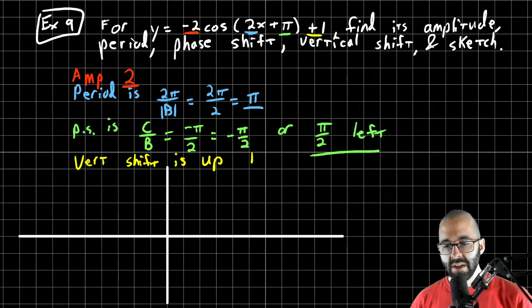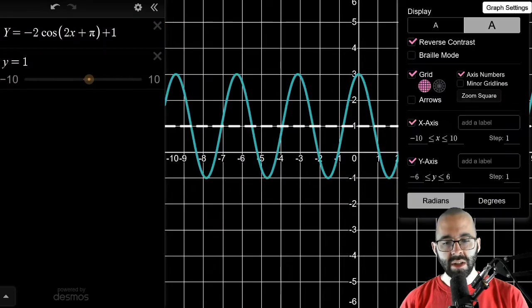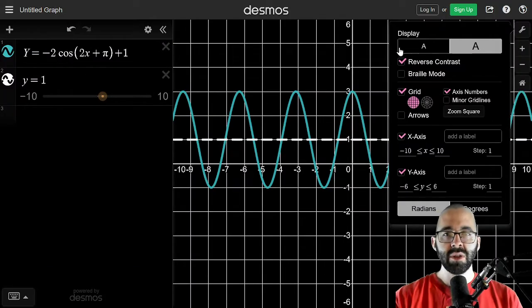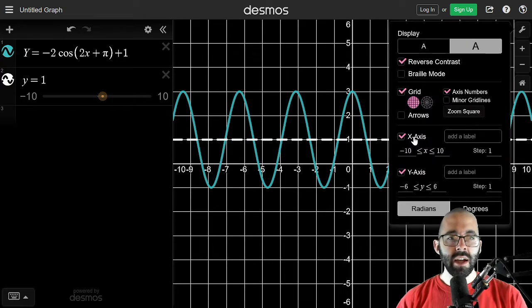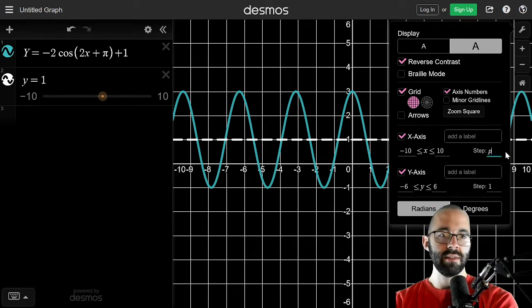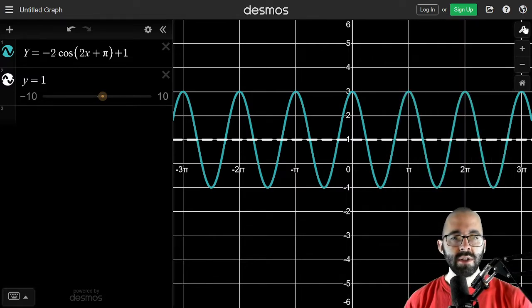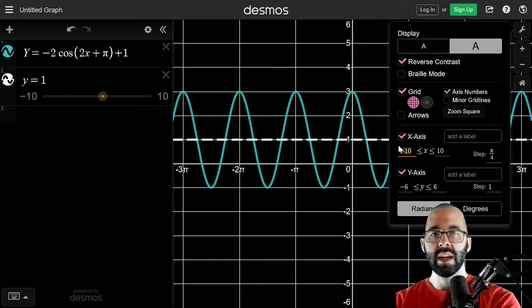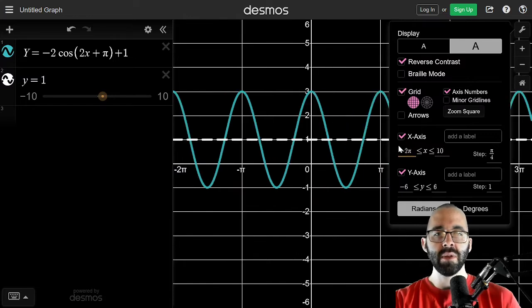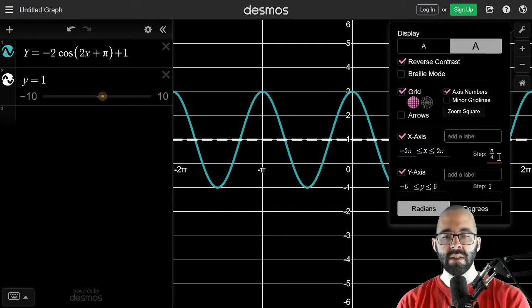Because our period has to do with pi, on Desmos you should go into the settings button and say, okay, our period has to do with pi. So let's divide this into 4 pieces. Period is pi, so let's put a step of pi over 4. The period is pi, so let's look at a couple periods in each direction. Let's go from -2 pi to +2 pi.